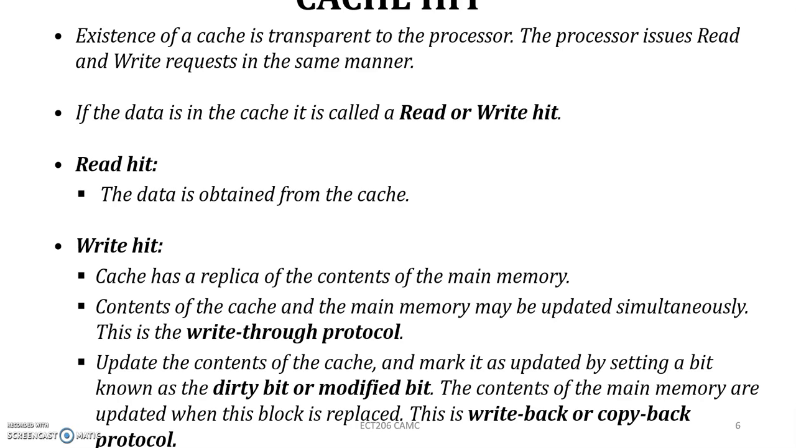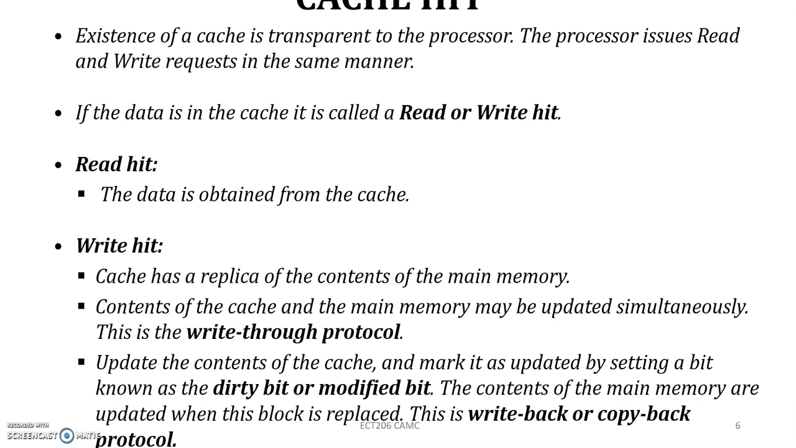That means when the processor wants to write some data to the memory, if that block is placed in the cache, then we write the data to the cache memory only, and then we set a dirty bit or a modified bit to indicate that the content in the cache memory is updated. While replacing the block, we change the content of the main memory. So this protocol is called write back or copy back protocol.